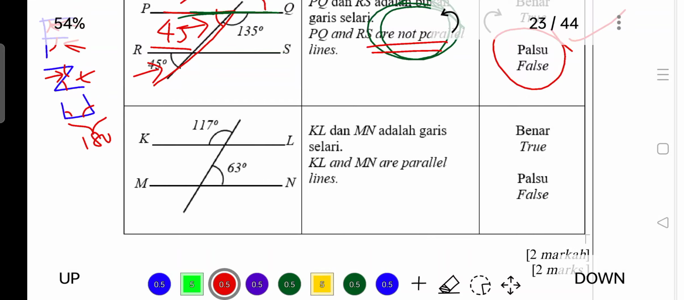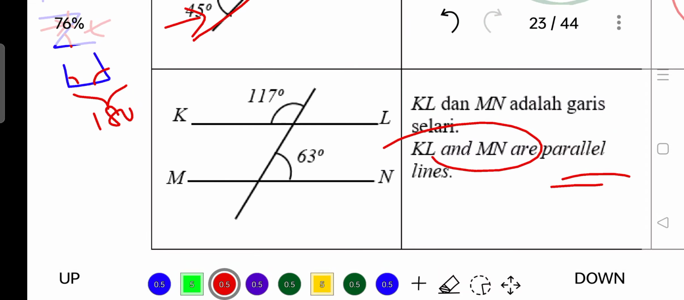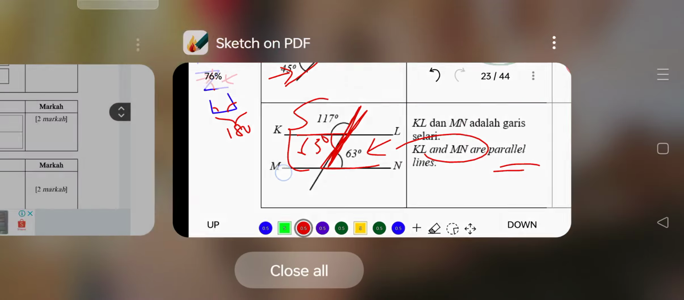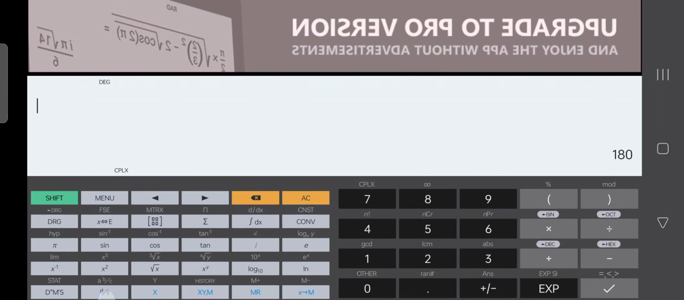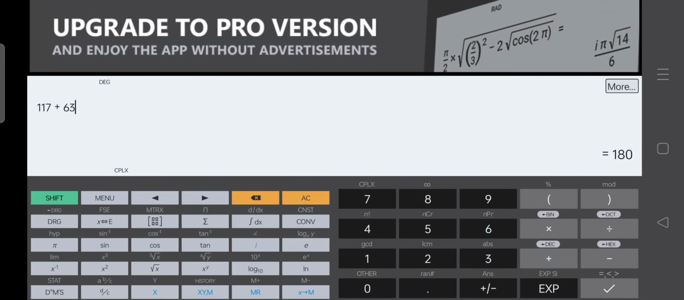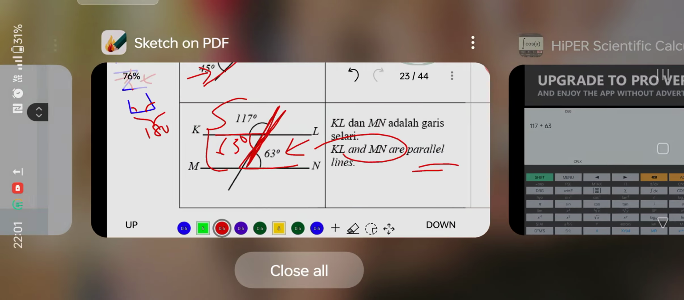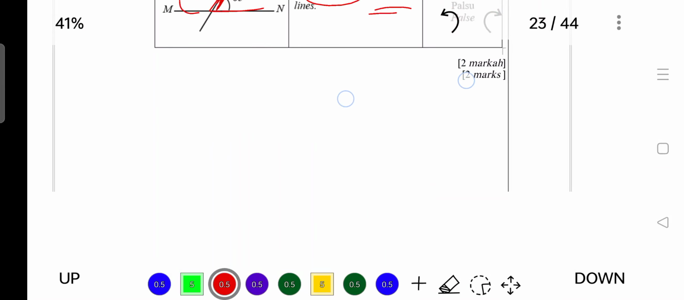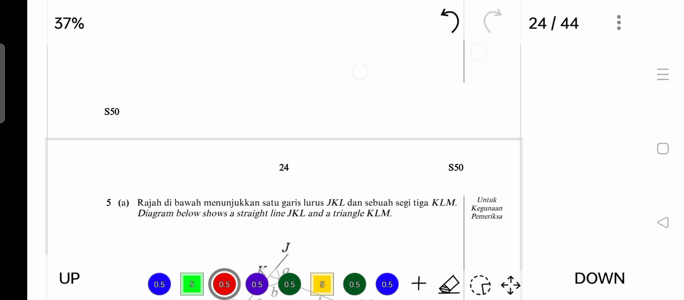Next one is KL and MN are parallel. Let's check this. What letter can we see? This is alternate angle. Here is 63. This will be 63 as well. So let's check the straight line if they are 180. 117 plus 63 is 180. So yes, this is the true statement. Alright, we got 2 marks over here.